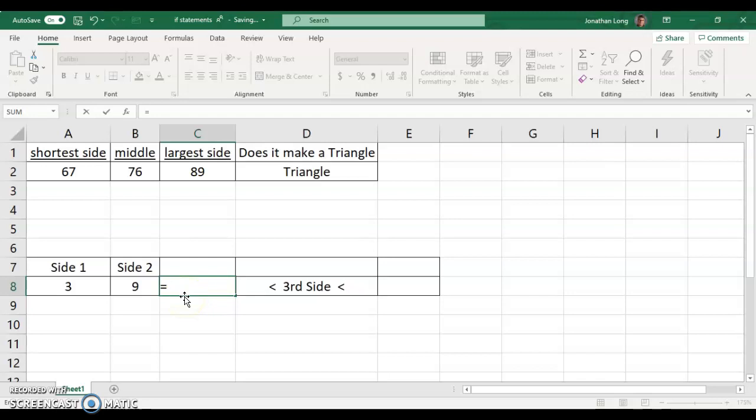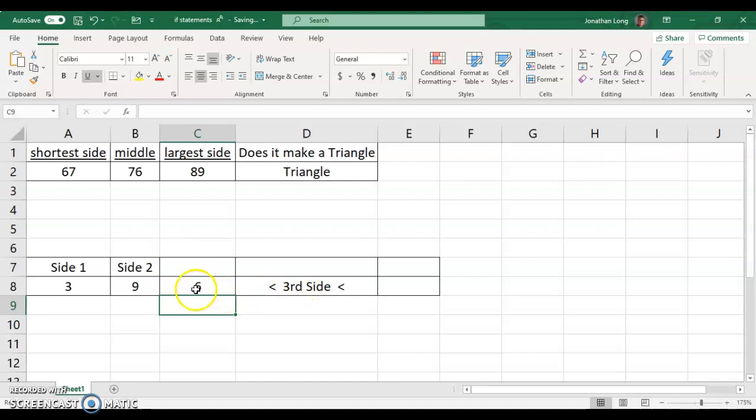So we did this a little bit ago, absolute value. If you don't remember, here we go. Equals ABS, and then you have to put it in parentheses. So I want the absolute value of these two numbers subtracted. So click one, minus, click the other, need parenthesis to close it, and boom. So I subtracted them. Okay, so I have to pick a number that is bigger than 6.